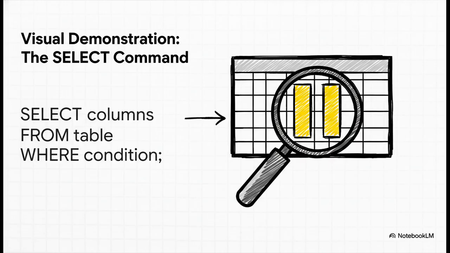This is how you ask your question. You basically say, hey, select these specific pieces of information from this specific table where my data meets this condition. It's how you get the exact info you're looking for, nothing more, nothing less.